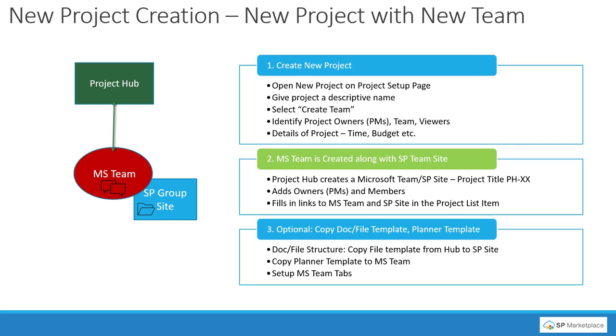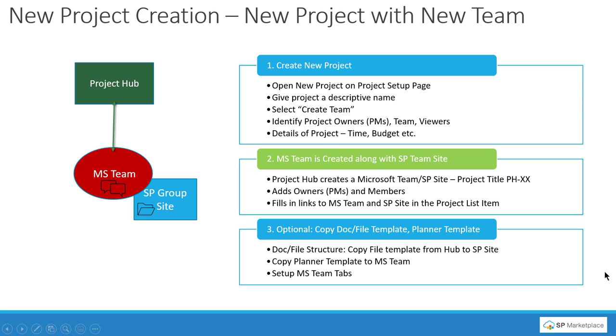It will automatically add the owners, who are the PMs, and the members into the MS team, and then it'll go back into the Project Hub list item and fill in links to the MS team and the SharePoint site in the project list item. Now, at this point, you could just go ahead and start using the team, start populating in documents as well. You could add a planner to your team site and start tracking tasks and those type of things.